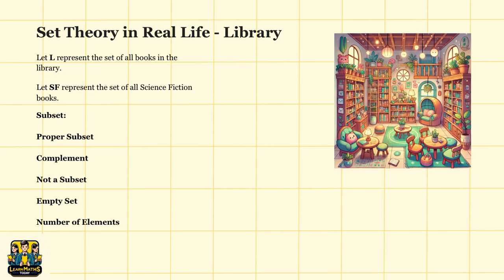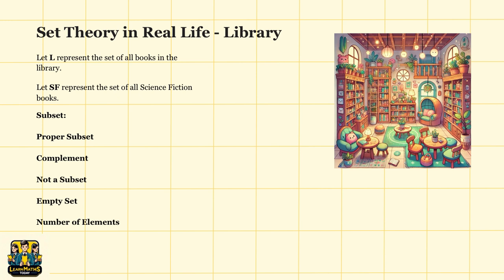Now let's continue with the library analogy that we have used earlier on to further reinforce the concept of subset, proper subset, complement, not a subset, empty set, and the number of elements. Imagine the library is the largest collection of all books ever published. Now let's consider a specific section in the library, say the science fiction section. Let L represent the set of all books in the library, and SF represent the set of science fiction books.